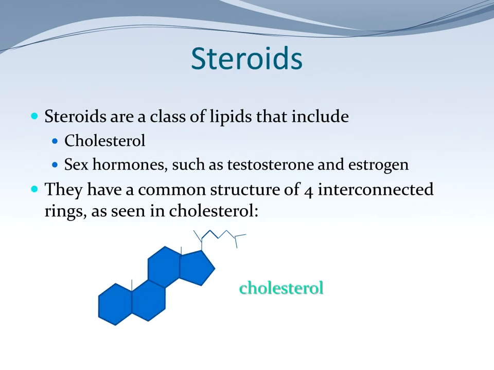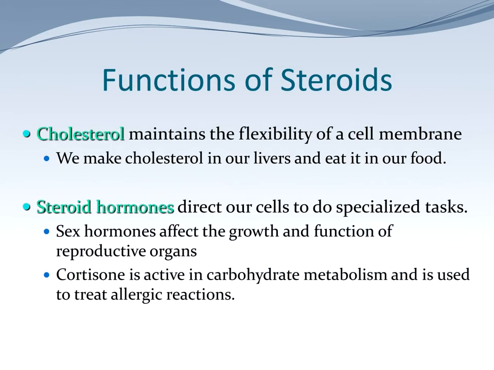Steroids are a 3rd major type of lipid. All steroids share a common chemical structure, which consists of 4 interconnected carbon-containing rings. The steroid cholesterol is a major constituent of cell membranes and is present to maintain the membrane's flexibility. Steroid hormones, such as estrogen and testosterone, act as cell signals.